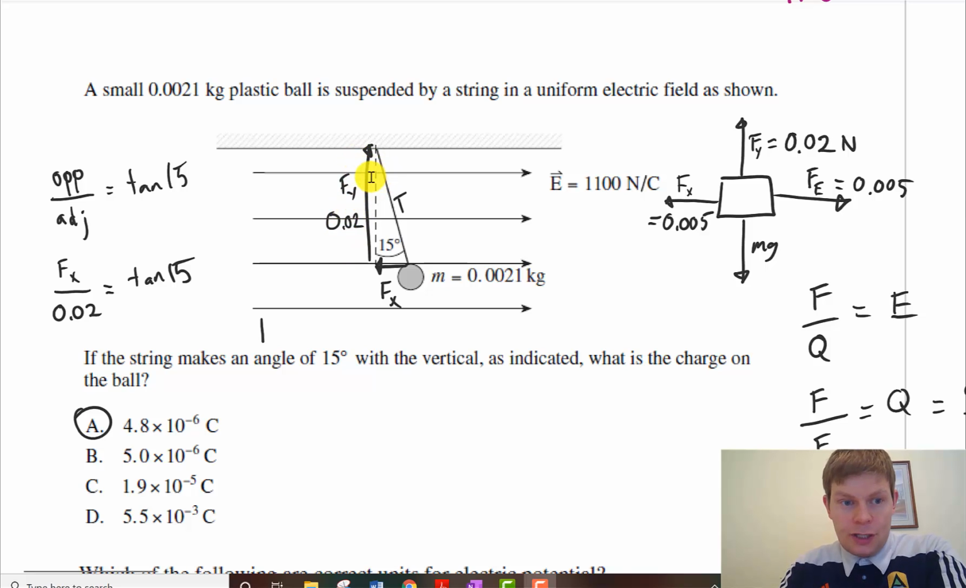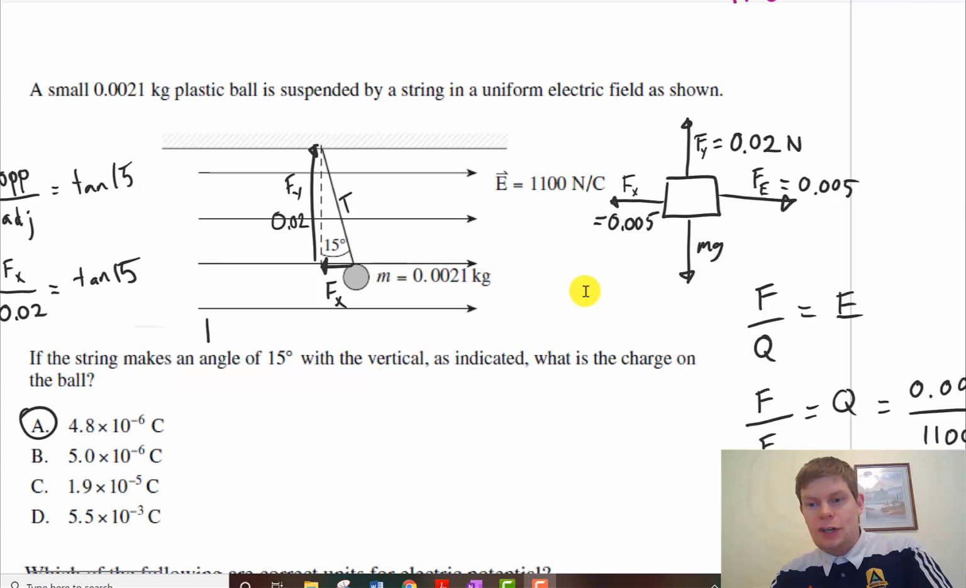With a little trig, tangent here, because we got the adjacent side and we want to find the opposite side, we can find Fx. So if we do Fx, we'll put it in our calculator, we get it's 0.005 if we do tan 15 times 0.02. So then we got this guy, but you might ask, why do I want that guy? Why you want it is because it's equal and opposite to the electric force. The electric force is pulling the ball to the right, and the x component of the tension is pulling it to the left. So they're canceling out. It's not moving. It's not accelerating.